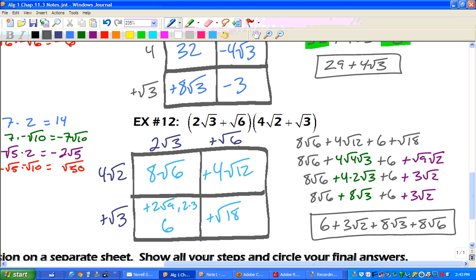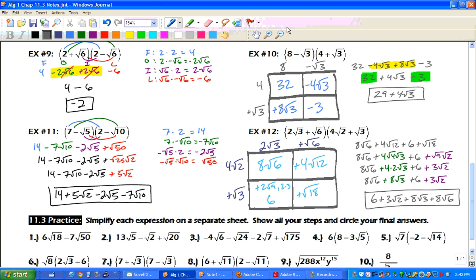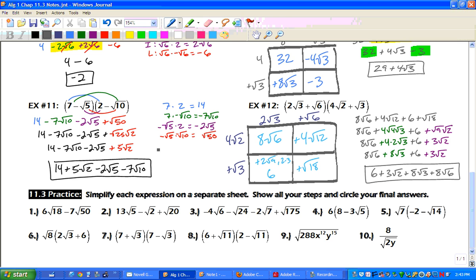Okay? Now, if you guys need help, if you don't know anything that I was just talking about, you need to come in for extra help. Okay? This right here, this is your homework, okay? Make sure it's on a separate sheet and show all of your work and circle your final answers. This is going to be what's due on Monday.